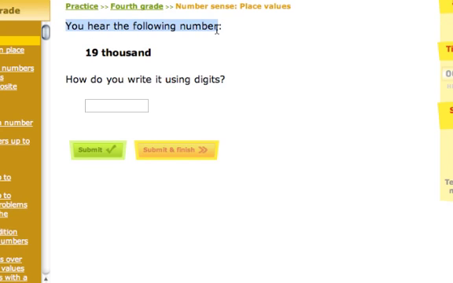This one, we have to imagine we're listening. You hear the following number. The number you hear is 19,000. How do you write it using digits? Well, first off, I definitely need to type 19. But this 19 needs to sit in the thousands place. Well, remember, to push this 19 into the thousands place, we need to put a comma, to show we're crossing into thousand land, and then put a 0 in the hundreds place, a 0 in the tens place, and a 0 in the ones place. Now this 19 is sitting where the thousands should sit.